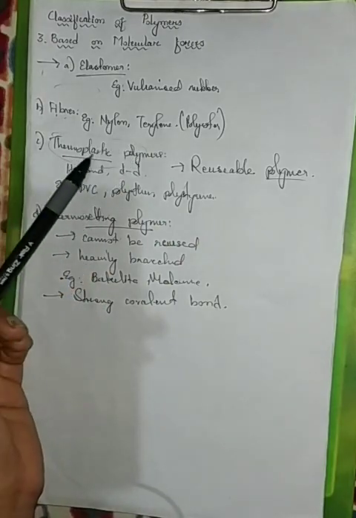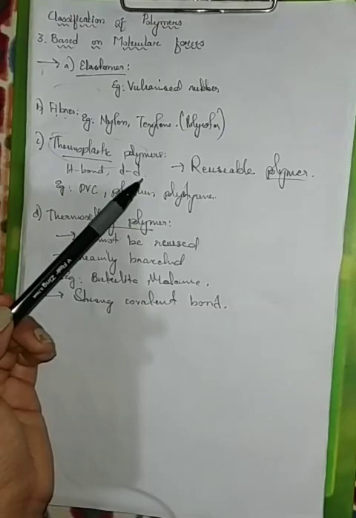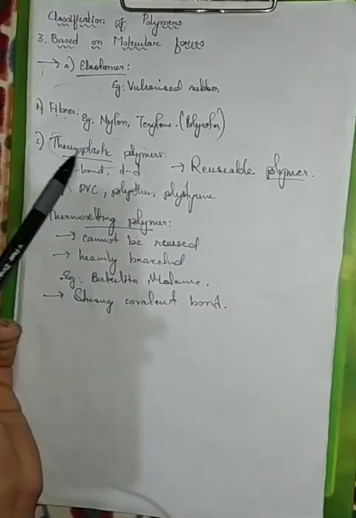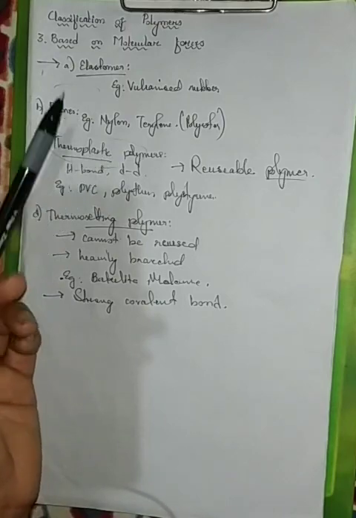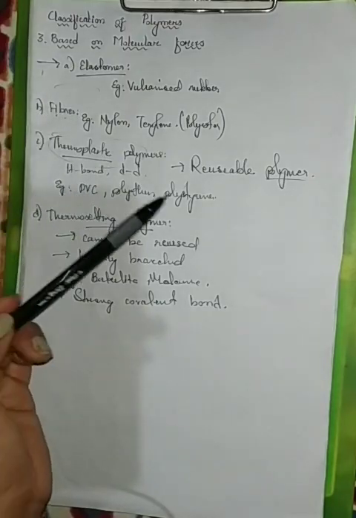And then the thermoplastic polymers are reusable polymers. They have hydrogen bond and double bond. And the forces of attraction of thermoplastics is intermediate between that of elastomers and fibers. Examples are PVC, polyethylene, polystyrene.